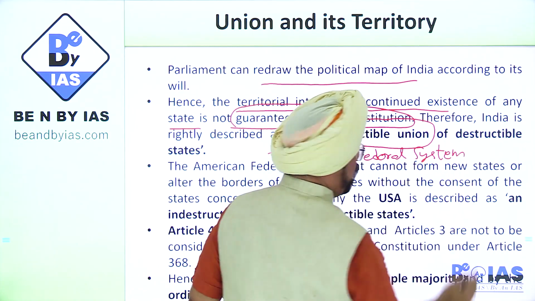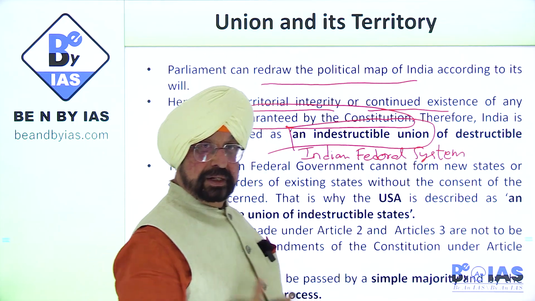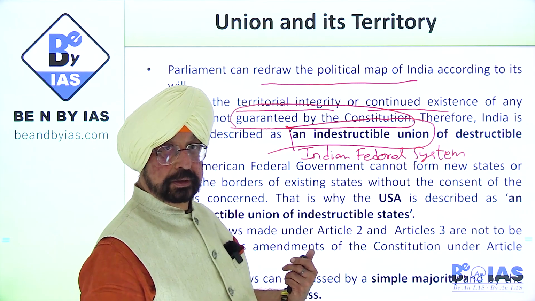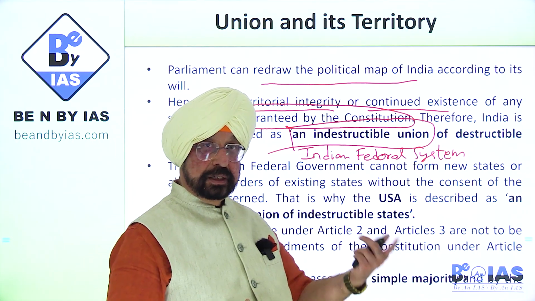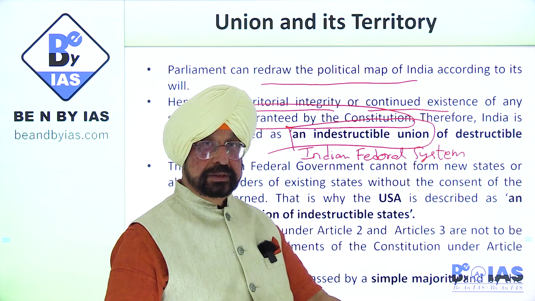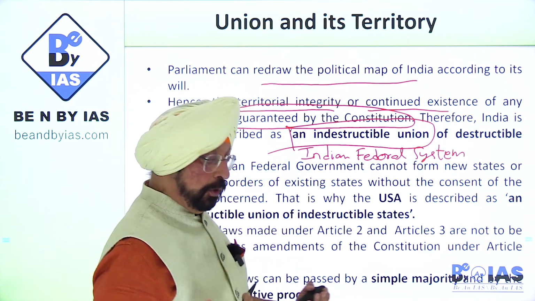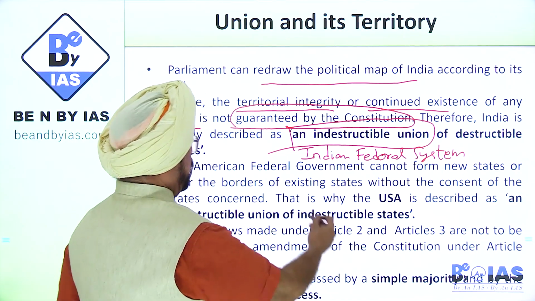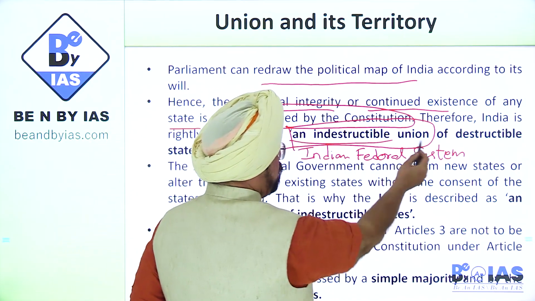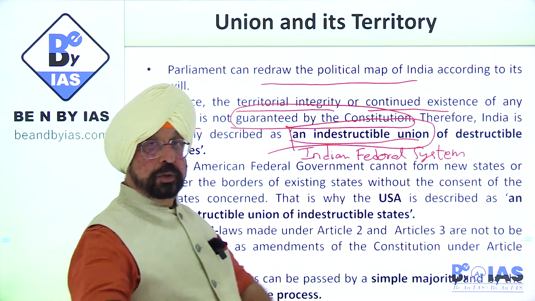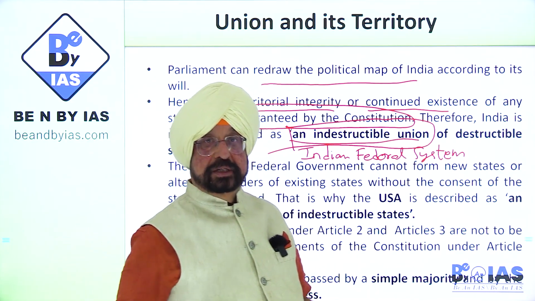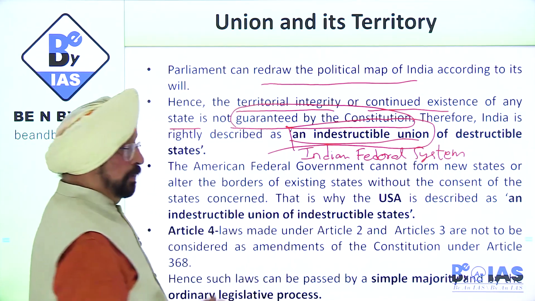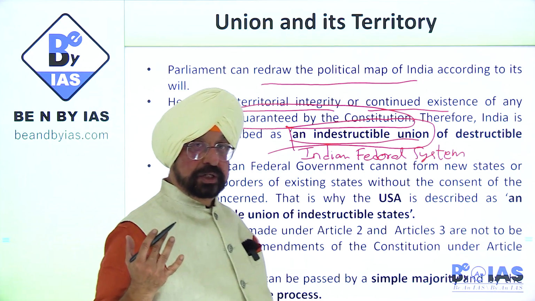This is how we have adopted the federal system to our own conditions. We have picked up the idea, concept from other federations, but we have adopted it as it suited us. So, it is an indestructible union. That means the union cannot be destroyed, but states can be. So, states are destructible. Whereas, from where we got this idea of federal structure?